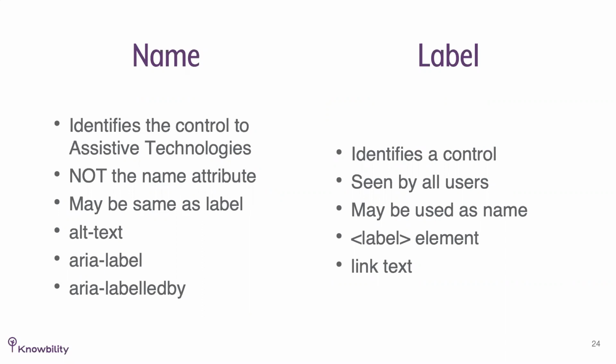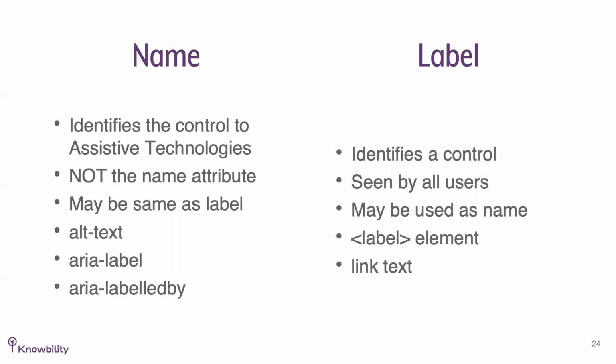Oftentimes your name is the same as your label. So think about link text: the visible text is usually the label for the link. Alt text is also considered the accessible name for an image. The label can be the name, as I said, and then these ARIA attributes can as well.